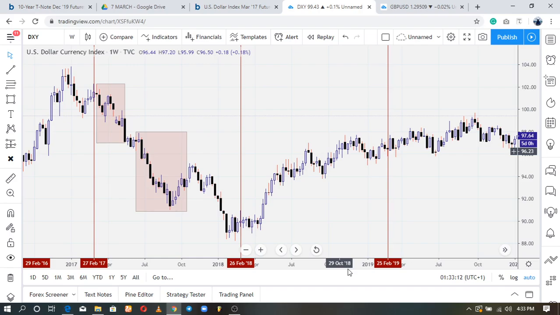So we're looking for August again. This was a bullish year. August time period rally before price then dropped.